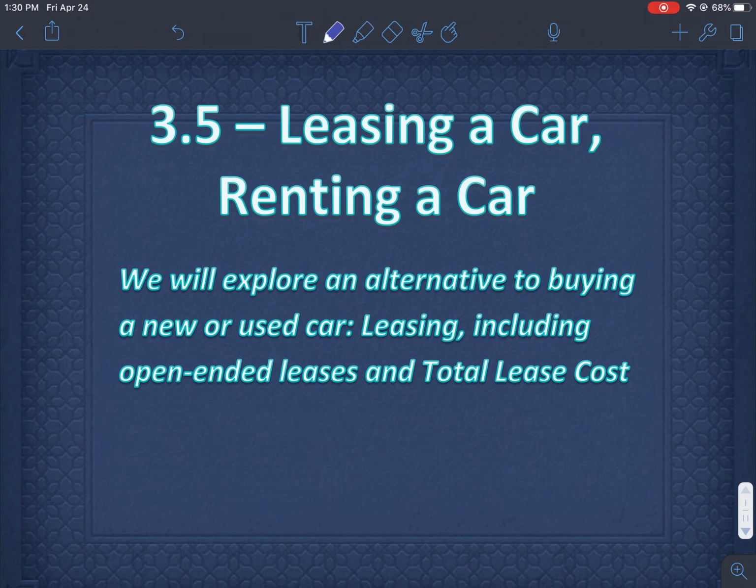This is Math for Living, Unit 3.5. We're going to talk about an alternative to buying a new or used car, and that's going to be leasing a car. Later on, we'll talk about renting a car.